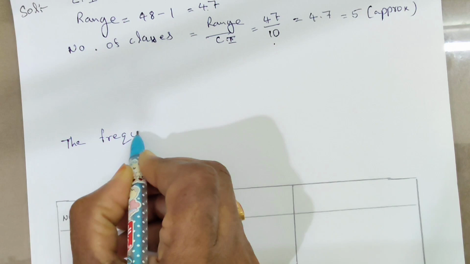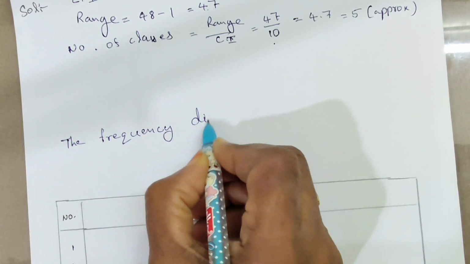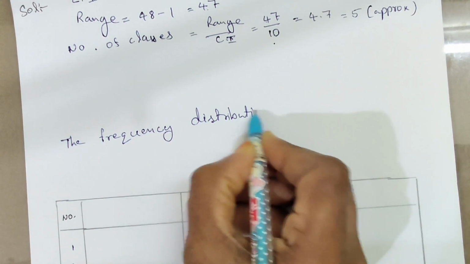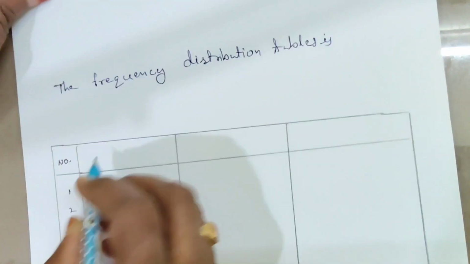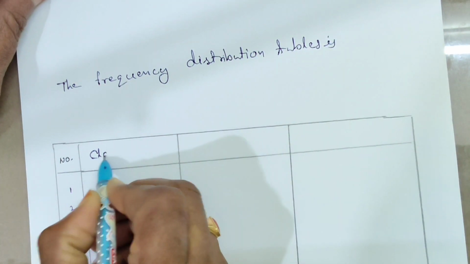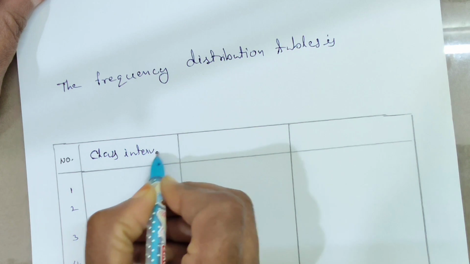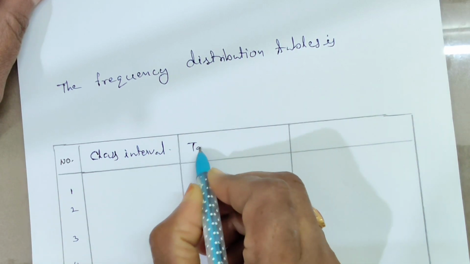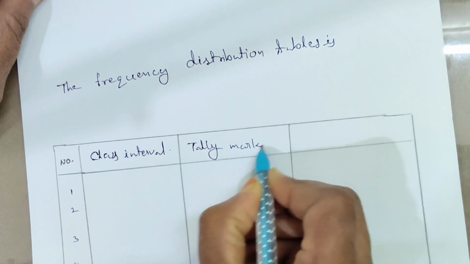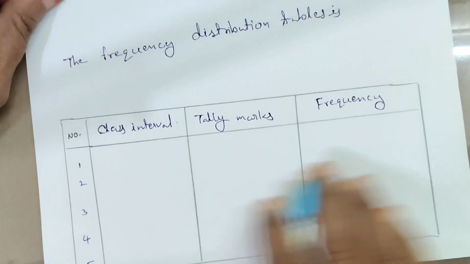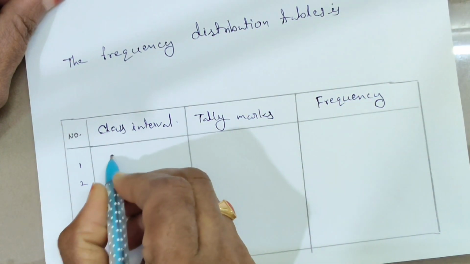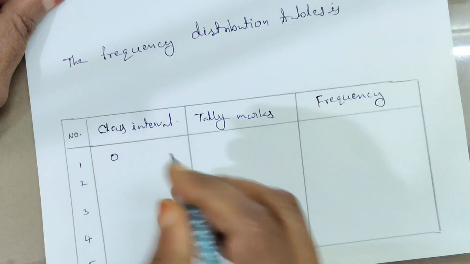The frequency distribution table. Here in the table, the first column is the class interval. Next column is tally marks. Next is frequency. Now we write the first class, starting from 0 to.